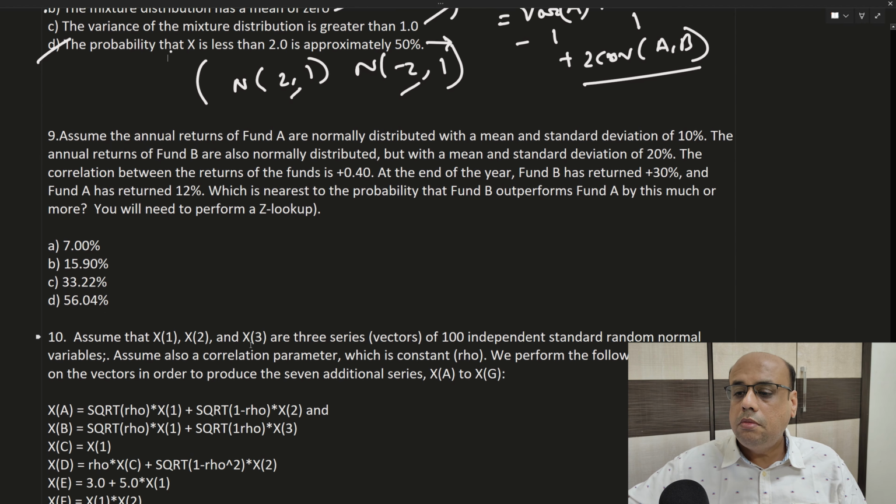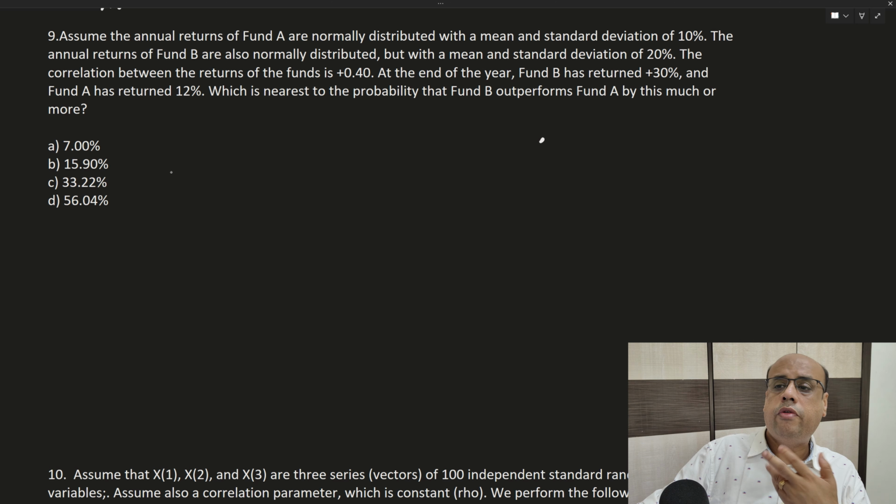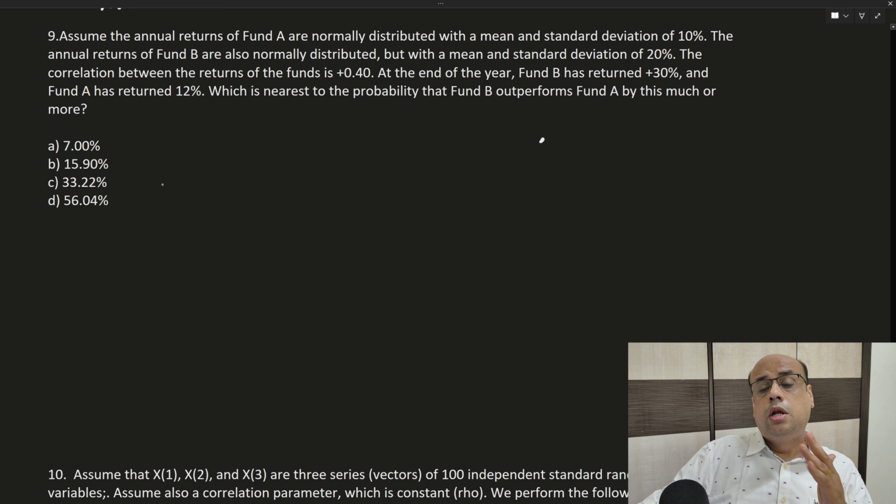Okay, so let us look at the 9th question. This is an important question from the exam perspective. It's not a simple problem, it's a difficult problem, but we all should be able to solve it, because this is a simple application of our understanding of normal random variables. Just keep this in mind: if there is one random variable A which follows a normal distribution, and another random variable B which also follows a normal distribution, the sum of them and the difference of them will also follow a normal distribution.